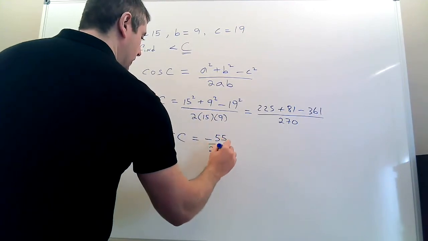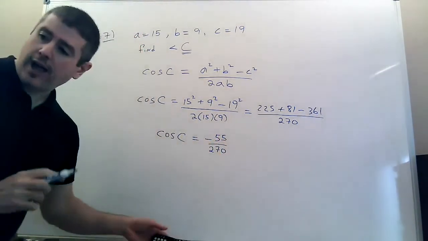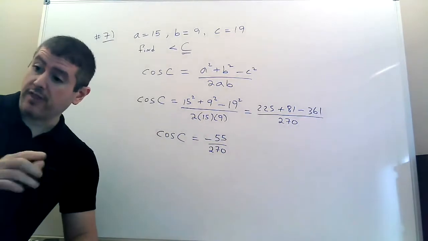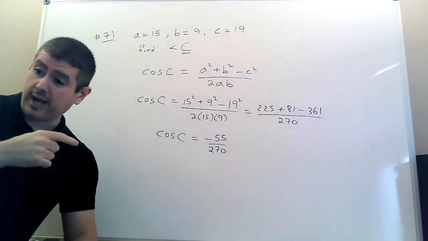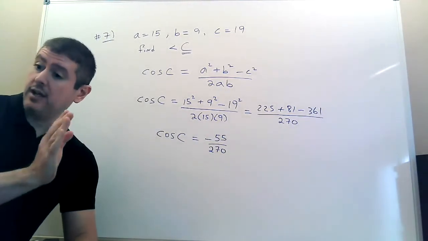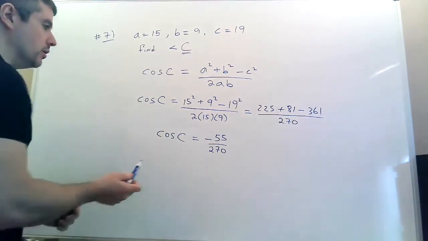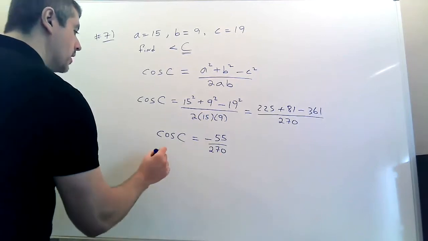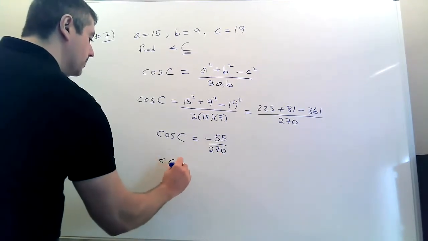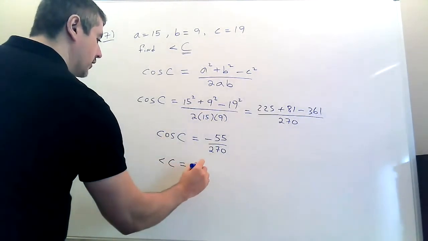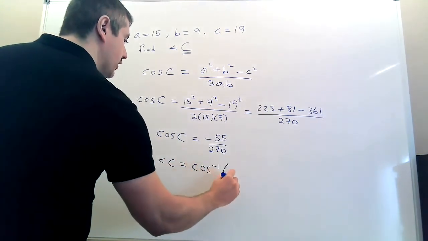As soon as I see that the value of cosine is negative, I know that angle is not in the first quadrant. Therefore, I know my angle is not between 0 and 90. This angle must be between 90 and 180. Obviously, it can't be 180 because the whole triangle is 180. So I know it's going to be more than 90. So if I want angle C, I have to do the opposite of cosine, which is the inverse cosine.